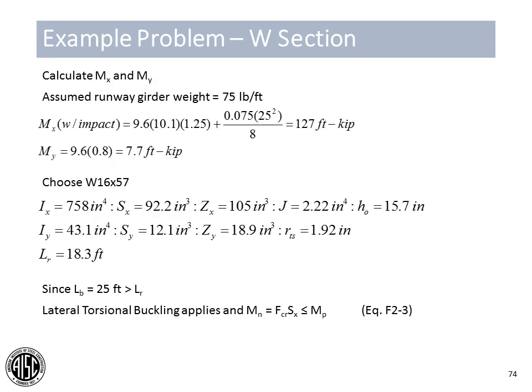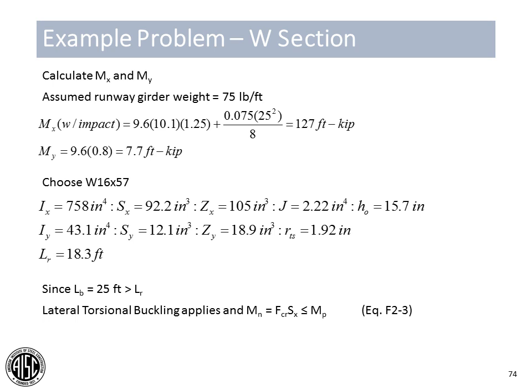Calculate our design strong axis and weak axis moments based on the forces that we came up with previously, as well as an assumed 75 pounds per foot runway girder weight. And from this moment and allowable deflection, we will choose a W16x57. The properties that we'll need are all shown here.